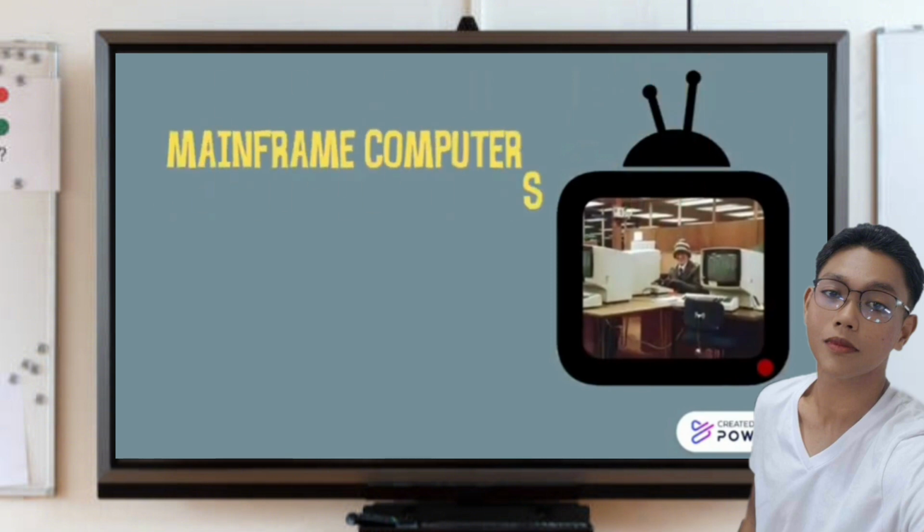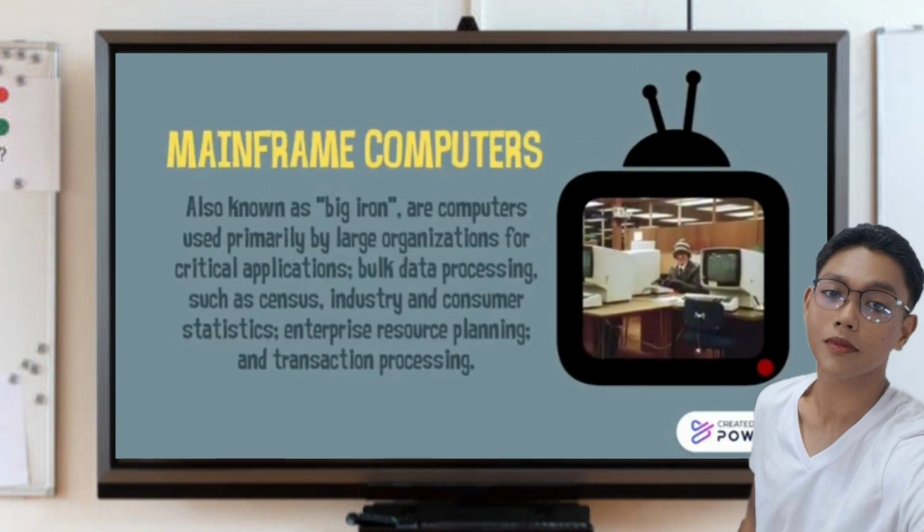Mainframe computers, also known as Big Iron, are computers used primarily by large organizations for critical applications and bulk data processing, such as census, industry and consumer statistics, enterprise resource planning, and transaction processing.